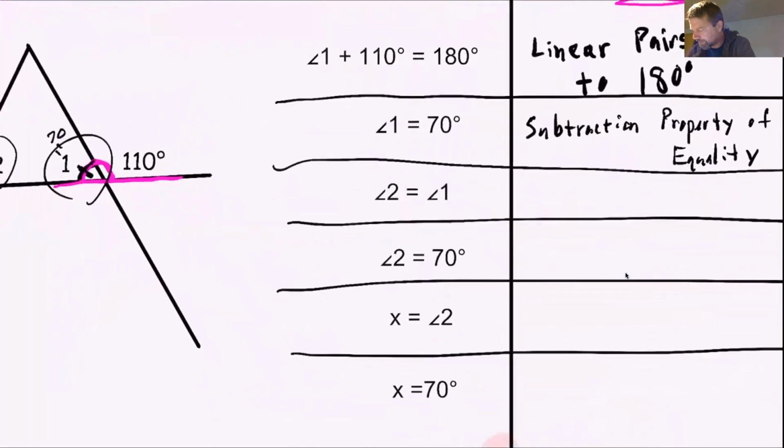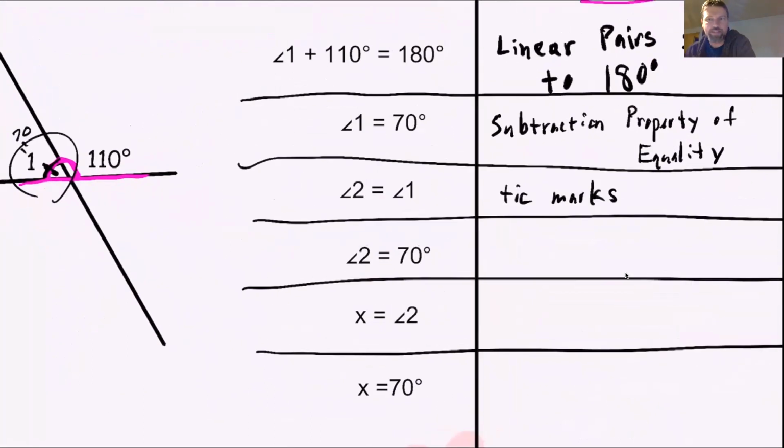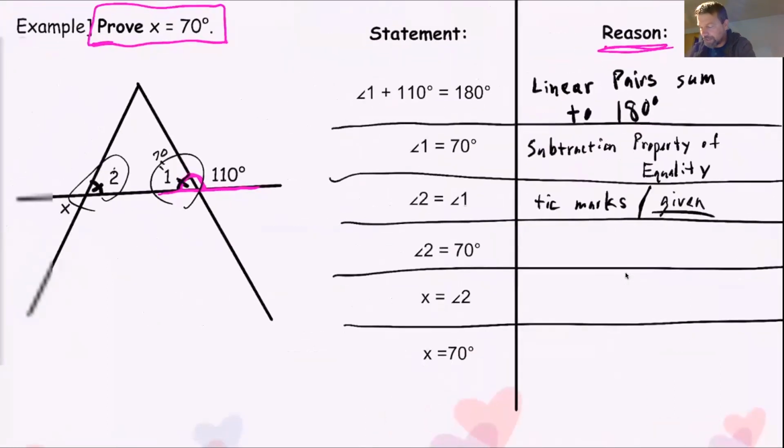So if you wanted to write tick marks, that's actually just fine. You can write because of those tick marks I saw. Again, there's a fancy one. You could just say the word given. Given just means it was something that was given to be true in the picture. They gave it that angle 1 and angle 2 are equal because of those tick marks. So you can write tick marks or you can write given. They both mean the same thing. They just mean that there's some reason indicating that you knew angle 1 is equal to angle 2.